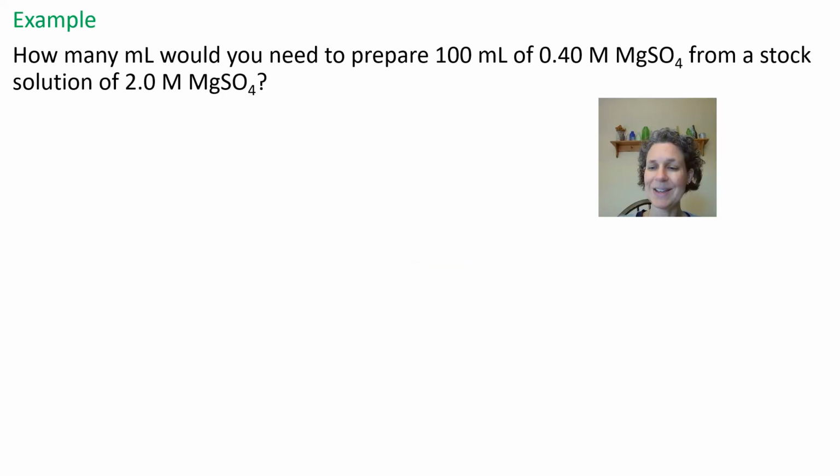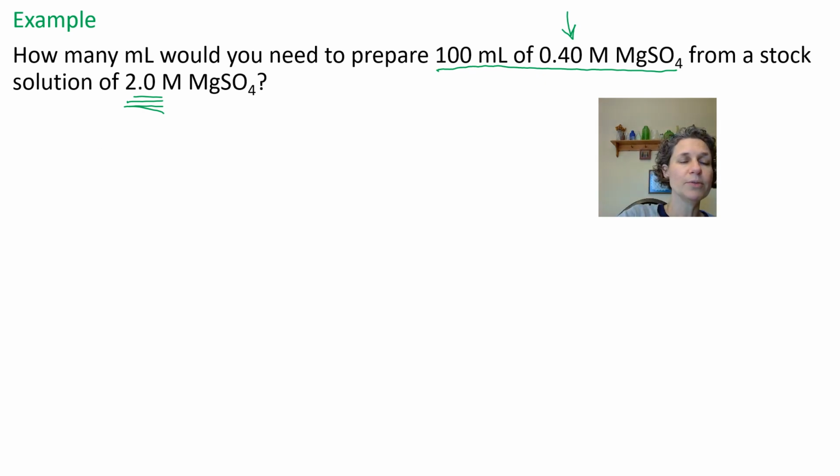Okay, last little page is an example again. So this is the dilution problem. How many milliliters would you need to prepare 100 milliliters of 0.4 molar magnesium sulfate from a stock solution of 2 molar magnesium sulfate? So notice this number is bigger than this number, okay? So it is more concentrated. So I'm basically wanting to dilute a small amount of the concentrated to make my new solution.